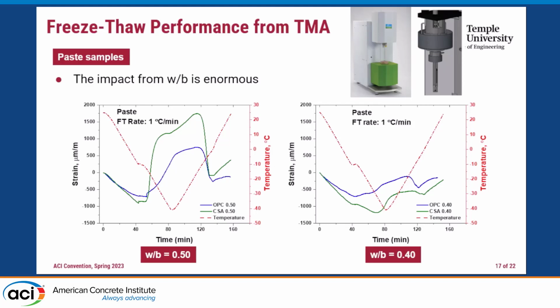But at the right side, things are opposite, right? For the CSA, both of them don't really have a residual strain, but even so the CSA is showing a lower strain given these temperature ranges. So these are paste samples. We've done some mortar, I don't have the data here, but even in mortar, CSA is performing better.